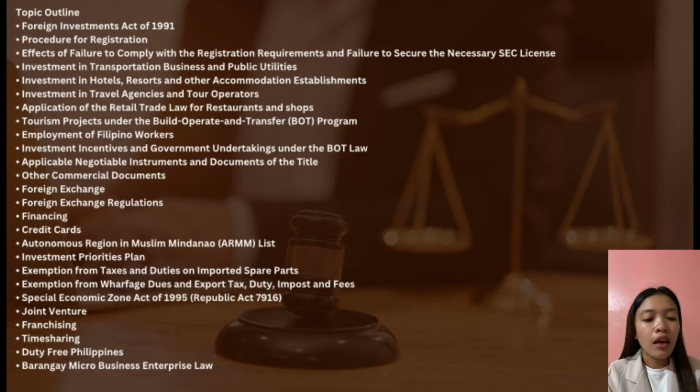applicable negotiable instruments and documents of title, other commercial documents, foreign exchange regulations, financing, credit cards, Autonomous Region in Muslim Mindanao, investment priorities plan, exemption from taxes and duties on imported spare parts, exemption from wharfage dues and export tax, duty, imposts and fees. Next is Special Economic Zone Act of 1995, Republic Act 7916, Joint Venture, Franchising, Time Sharing, Duty-Free Philippines, and lastly is the Barangay Micro Business Enterprise Law.